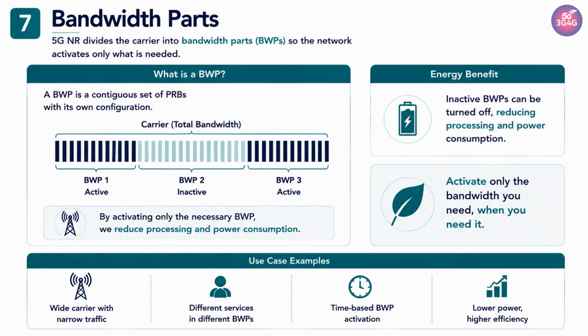BWPs also support flexibility. Different services can use different bandwidth configurations. A low demand service can use a narrower BWP, while a higher throughput service can use a wider one when required. So the energy benefit is simple. Activate only the bandwidth you need when you need it. This is a big step towards more granular resource use in 5G NR.